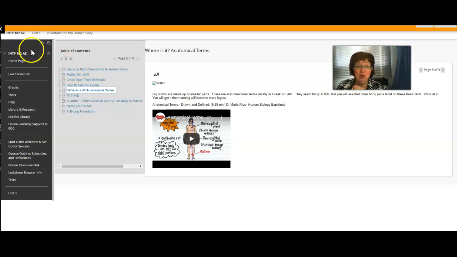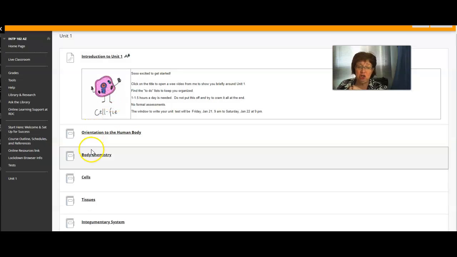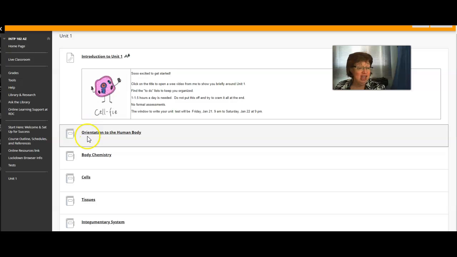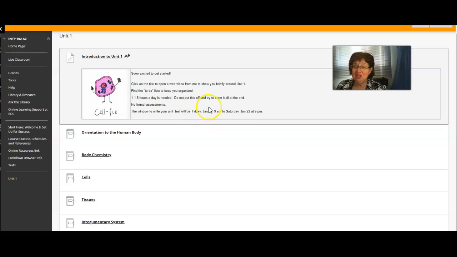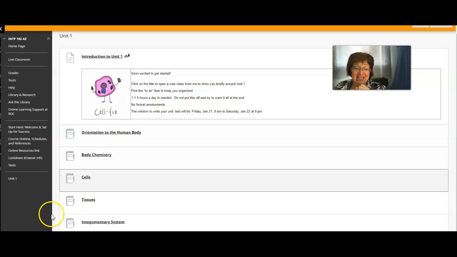Notice that when we look at the schedule, there is pretty much one or two chapters a week. For the first chapter, we're going to do introduction, then we do body chemistry, cells, and then tissue and integument. The first test is already coming up in 3 weeks. So get on it and get started.